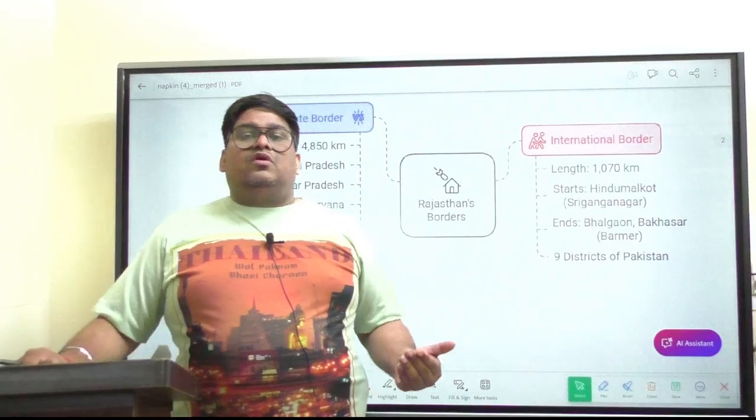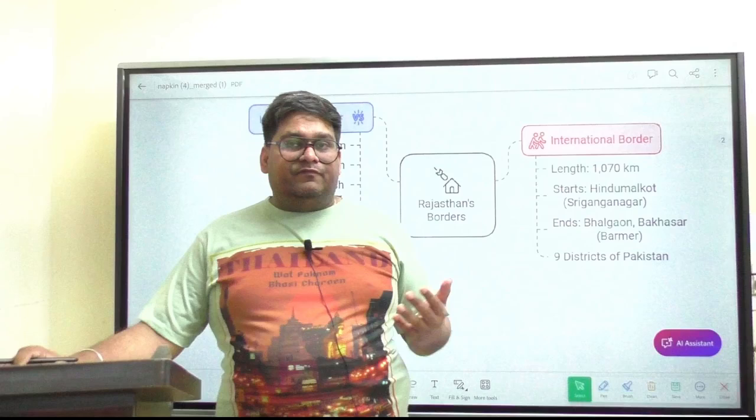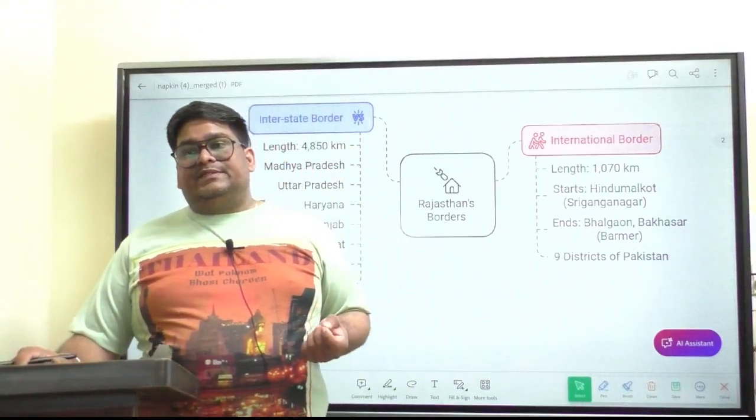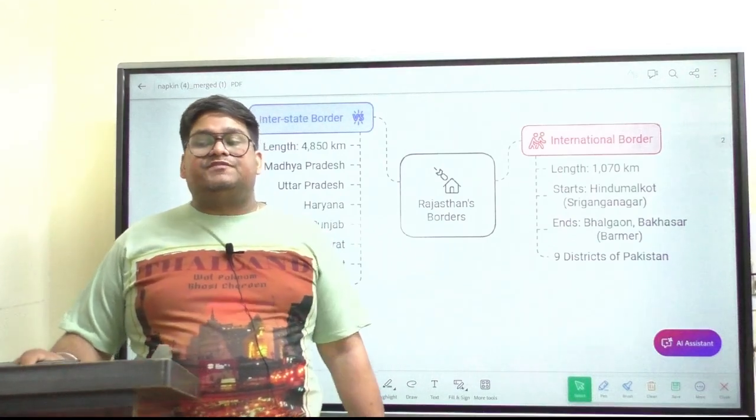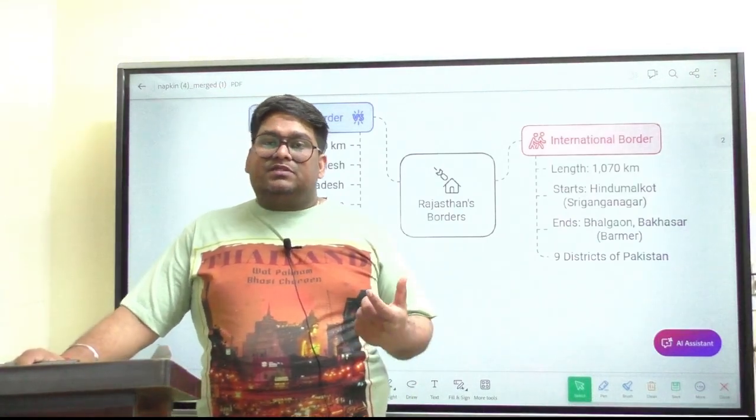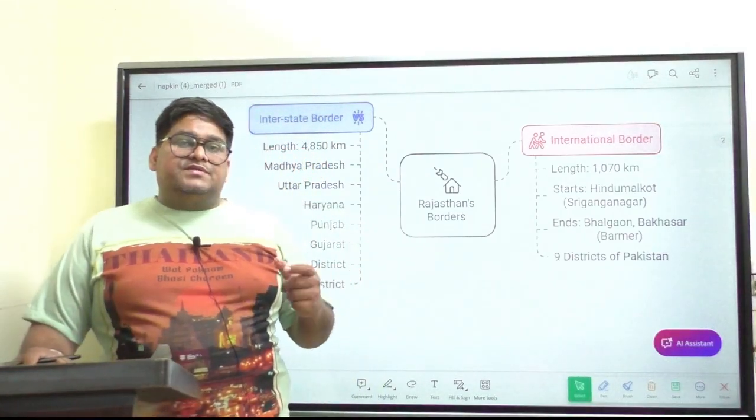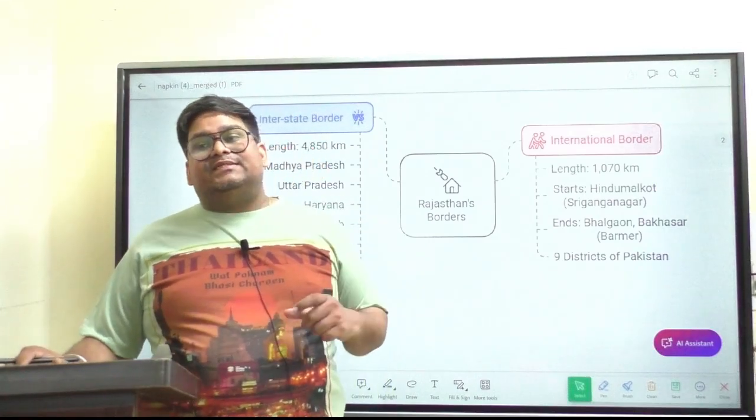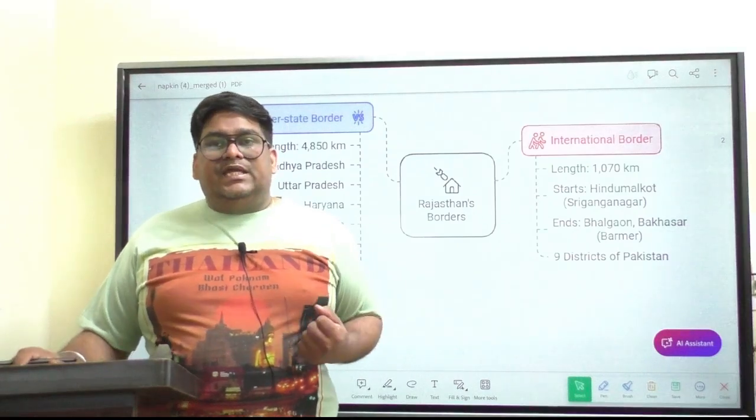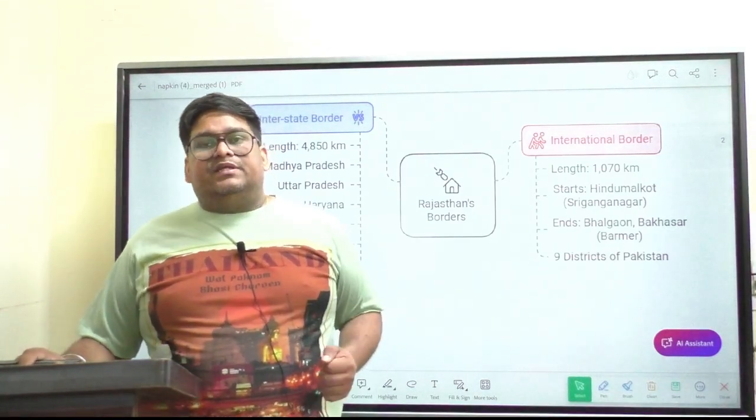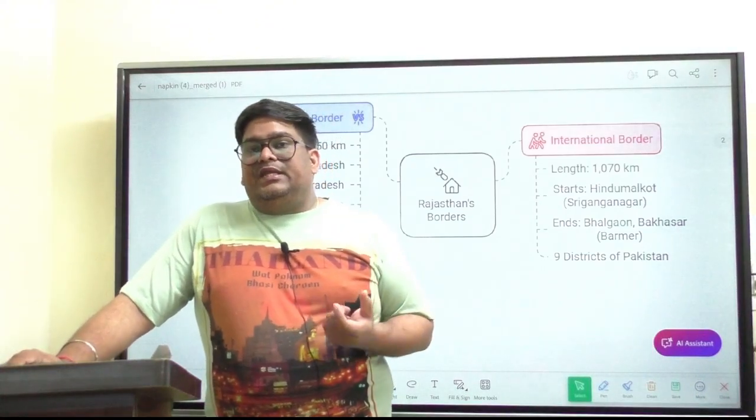Okay, now in terms of the interstate borders, Rajasthan touches 5 states that we have already covered. That is Madhya Pradesh, Uttar Pradesh, Haryana, Punjab and Gujarat. Almost 5 states it touches. The longest interstate border is with Madhya Pradesh, that is 600 kilometers. That is the longest border of Rajasthan with any other state. The shortest border lies with Punjab, roughly around 89 kilometers.